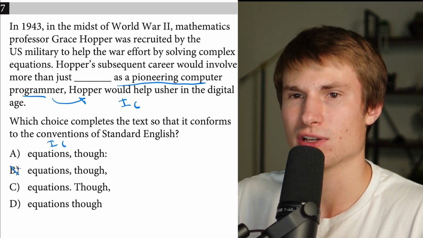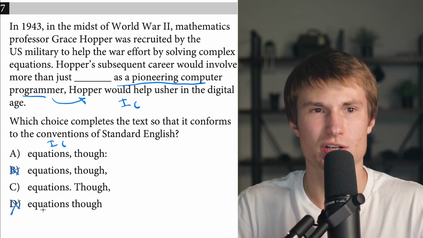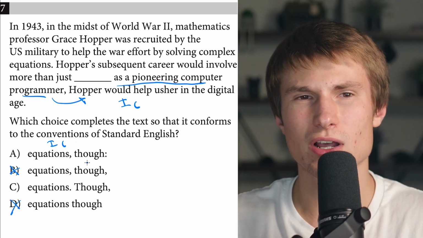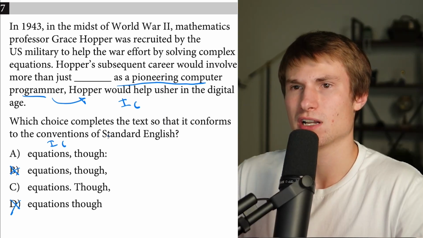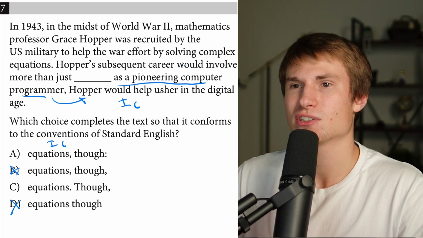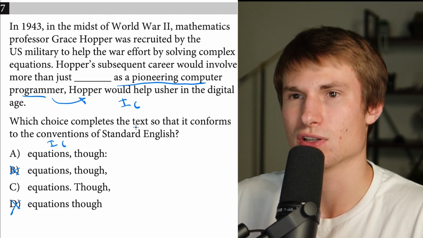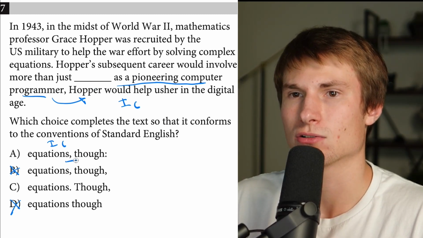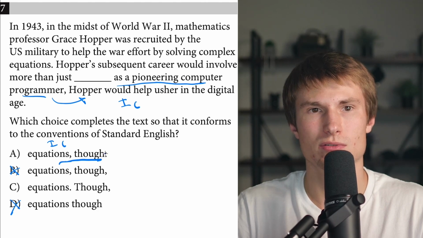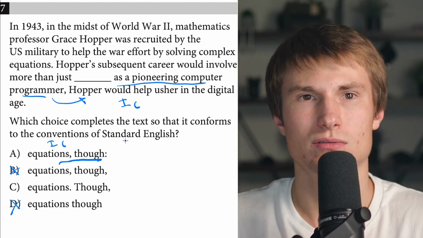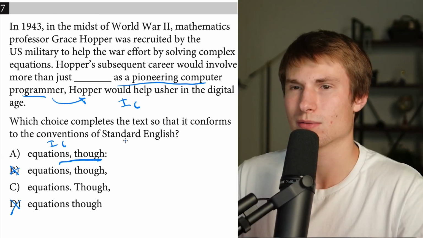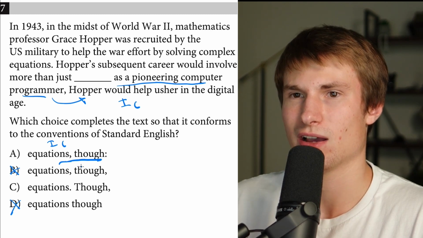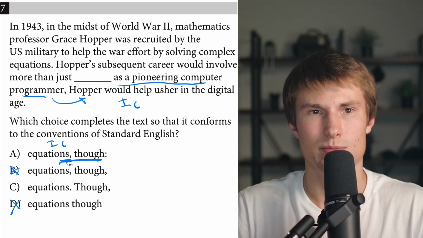Okay, we can't connect them with a comma and no fanboys or with no punctuation, so we get rid of B and D. So now the question is, does though need to come or be attached basically to the first independent clause or the second? Well, we have Hopper's subsequent career would involve more than equations though. Okay, that would need to be applied or connected to the first independent clause. We wouldn't state though and then have the introductory modifier after that, though as a pioneering computer programmer, Hopper would help usher in the digital age. Okay, that would make sense. We have to have that though connected to this first independent clause.